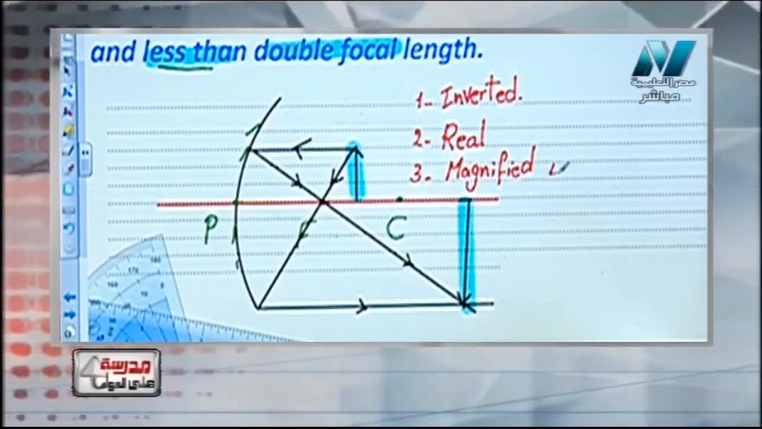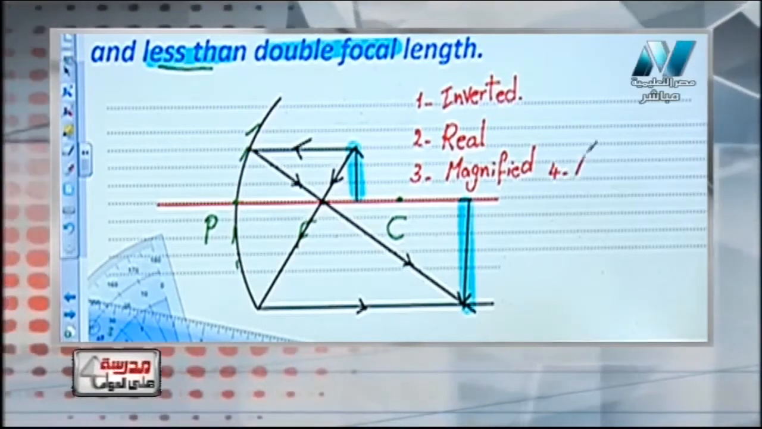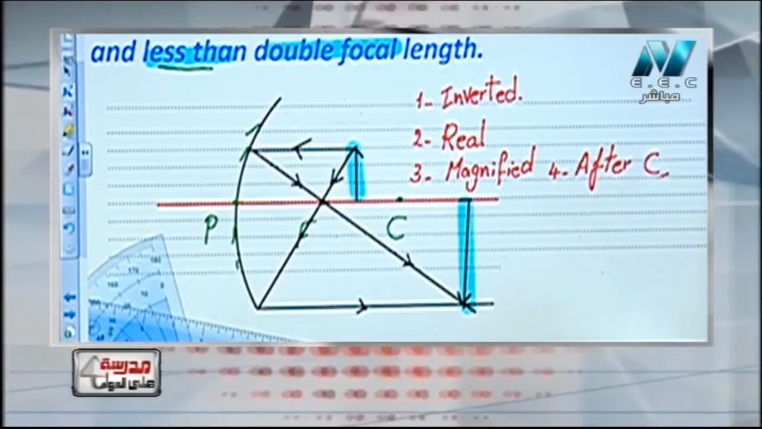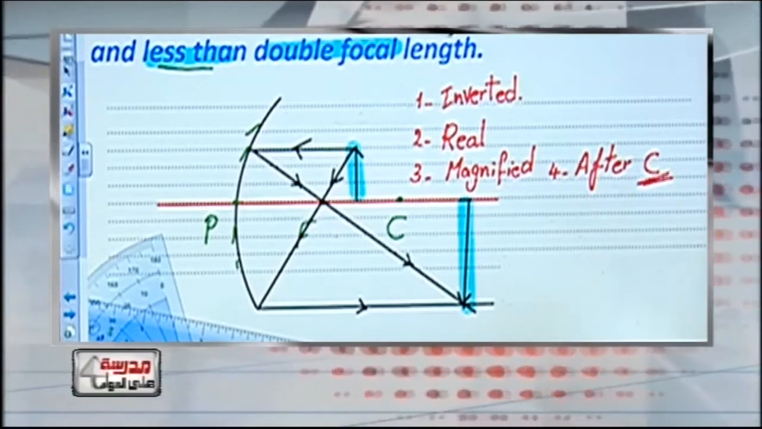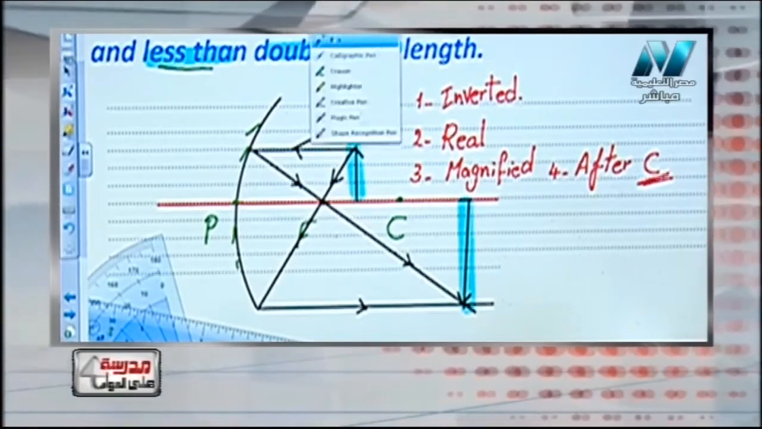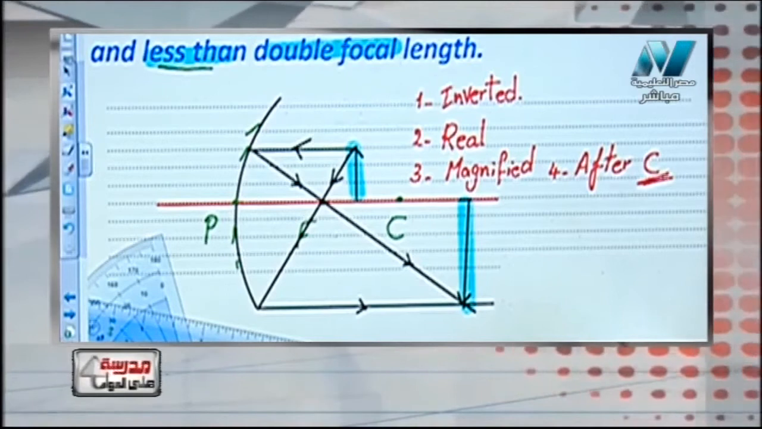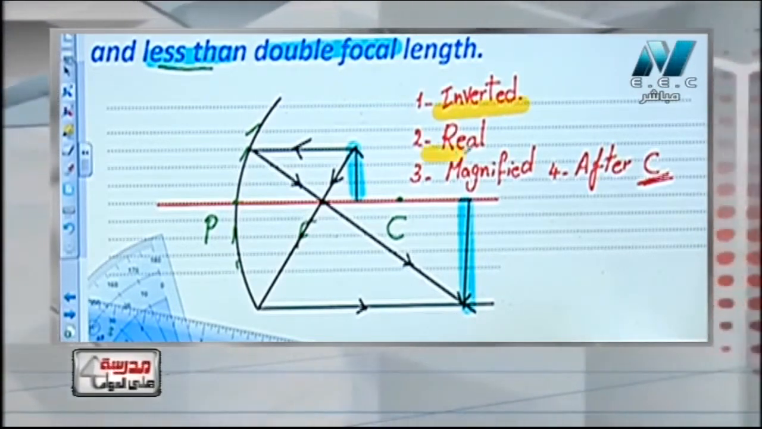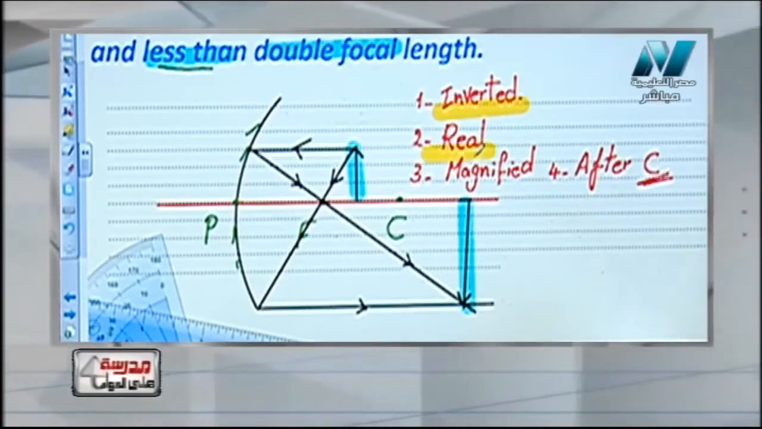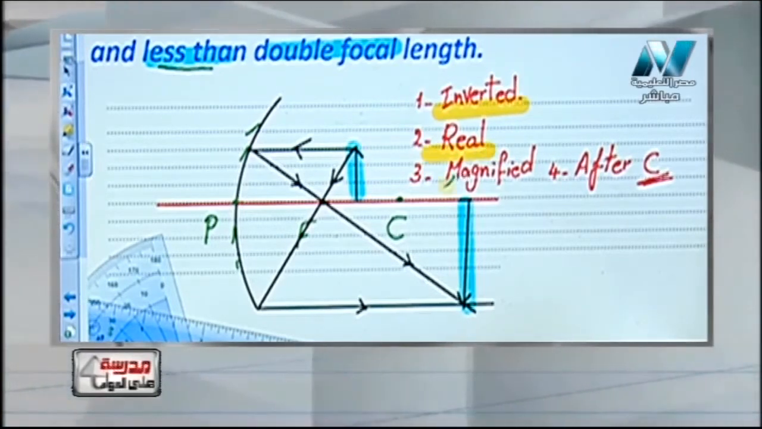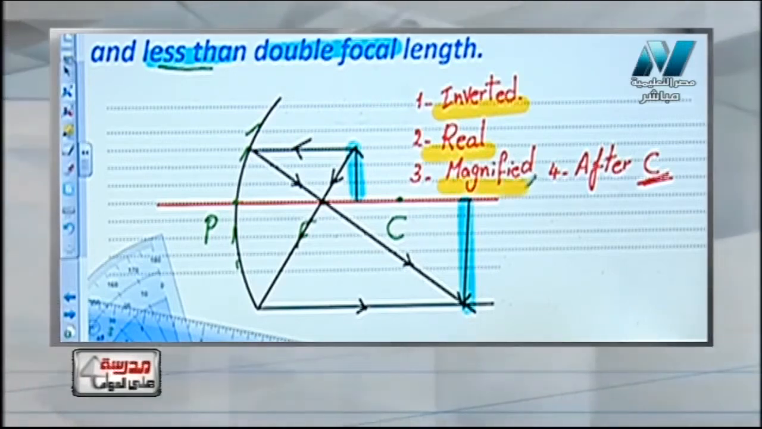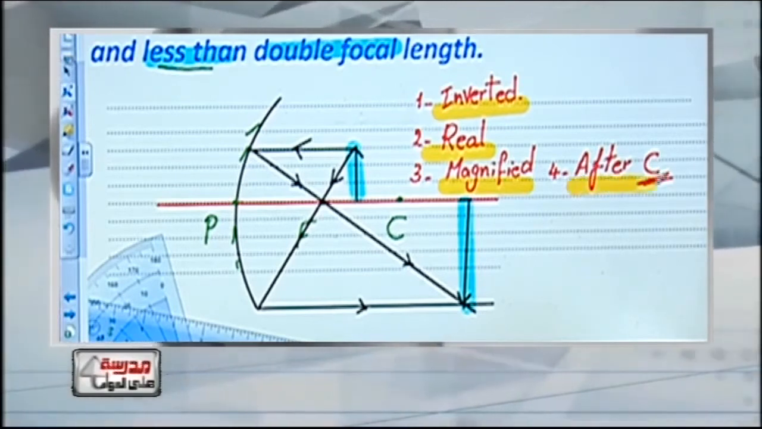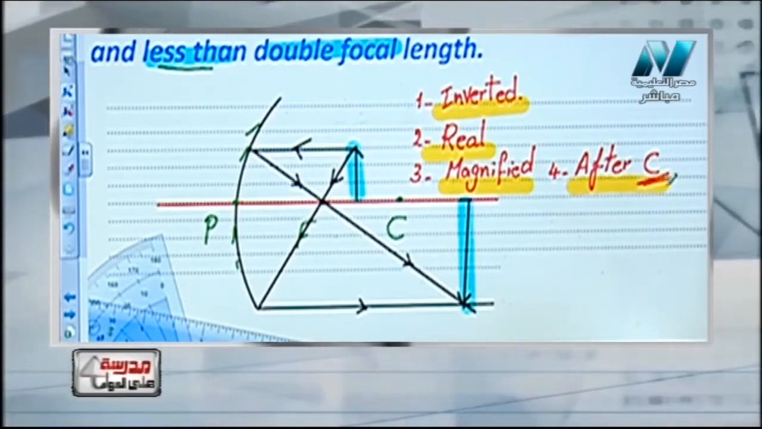Number 4, the image is after center of curvature. So for any image after center of curvature, we should talk about 4 properties. Number 1, inverted or erect, مقلوب ولا معدول. Real or virtual, صورة حقيقية ولا صورة بيسموها تقديرية. Magnified or equal or diminished, مكبر ولا نفس السايز ولا مصغر. And its position according to the appearance of the image.